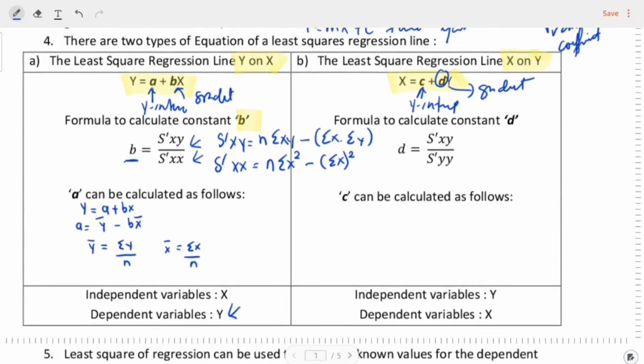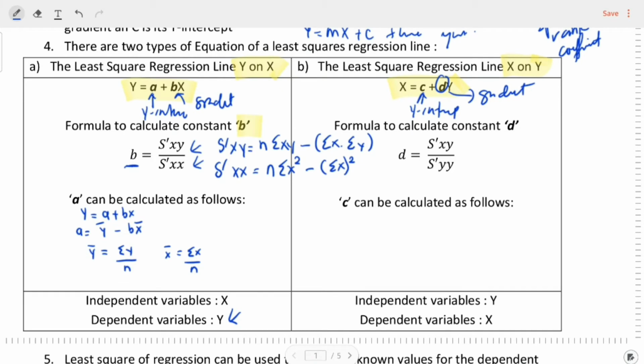Secondly, the least square regression line of x on y. If we have constant b for line y on x, we have constant d for line x on y. The difference is just the denominator. In b, we divide S'xy by S'xx. In d, we divide S'xy by S'yy. S'yy is simply equal to n sum of y squared minus (sum of y) squared. This is exactly the same formula as in your Pearson correlation coefficient.